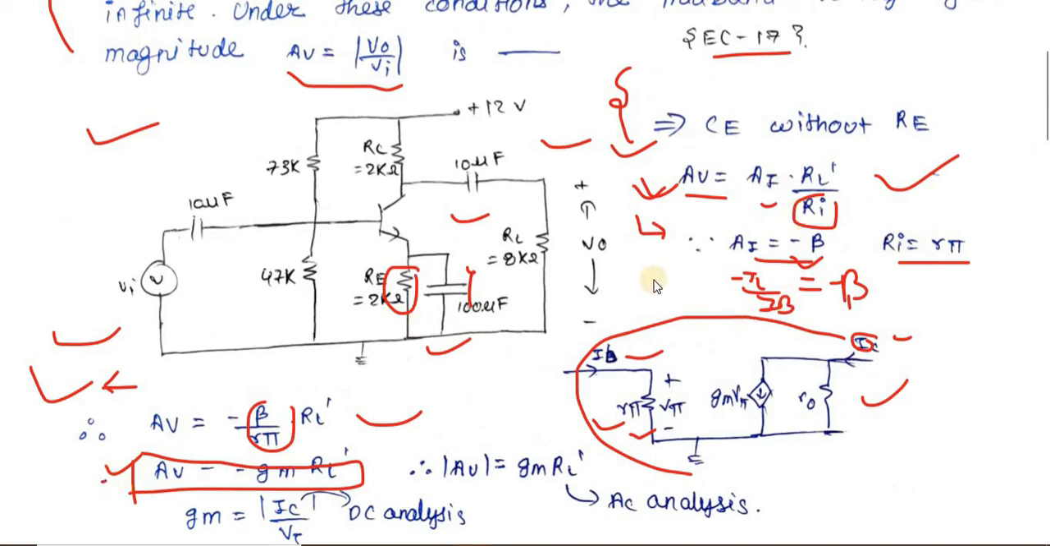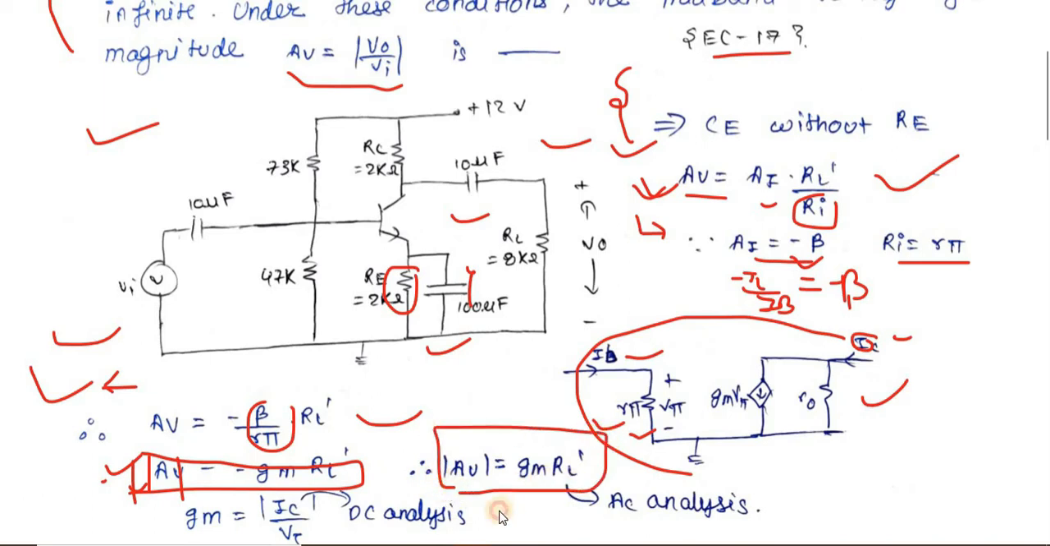If you don't remember all these things, that is also okay, you just remember this one, that is AV is equal to minus GM into RL dash. Now if you take the mod of this AV, it will be GM into RL dash. So you got AV as GM into RL dash.